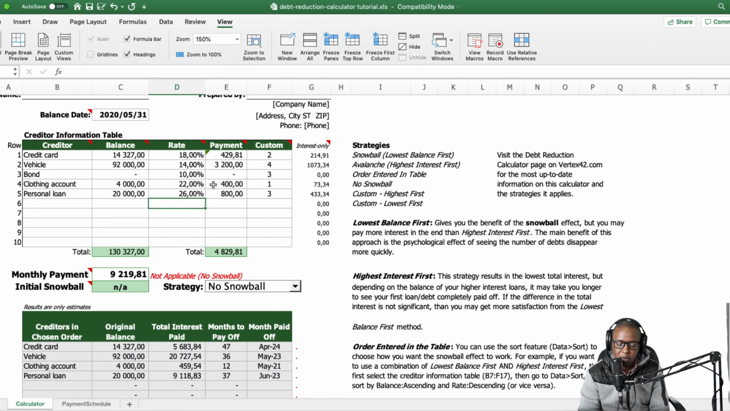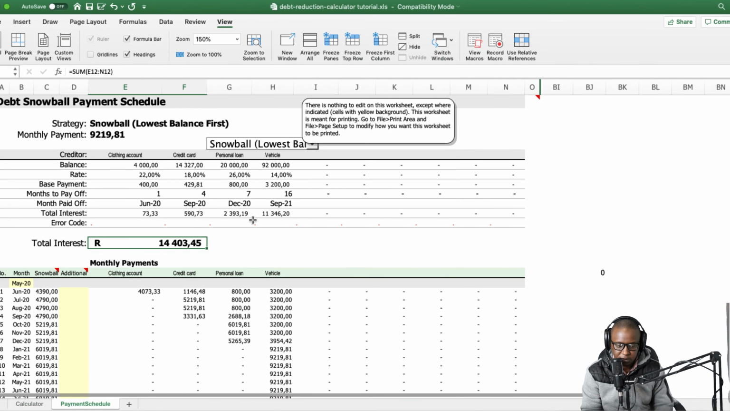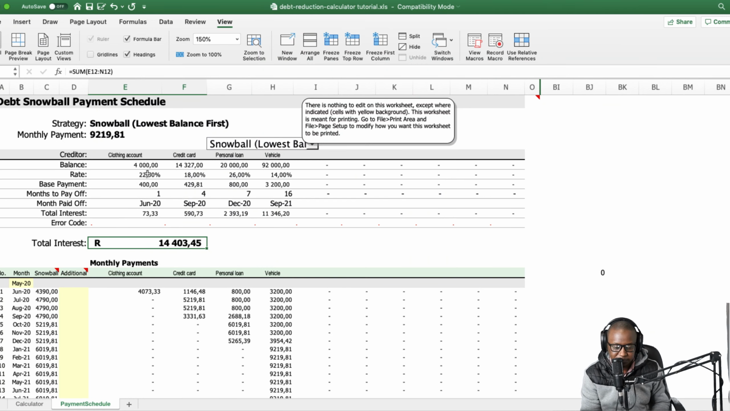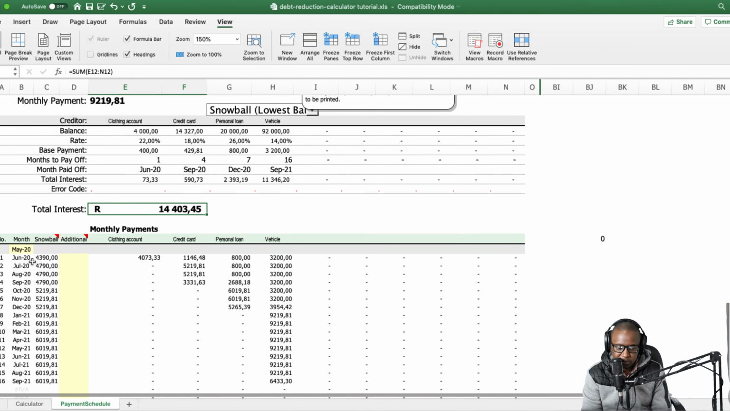Let me make this clear. When I say that you start by paying the smallest debt first, it doesn't mean that you don't pay the other ones. You still pay the minimum required on the other ones. That's what I mean. Then okay, let's choose the snowball method. Then I'll show you the example.